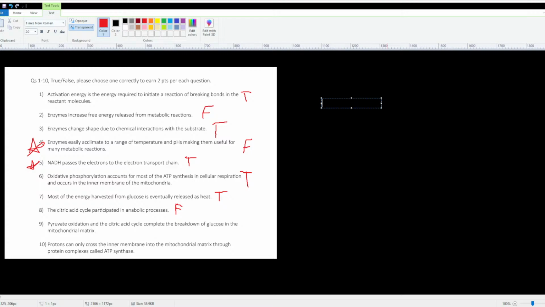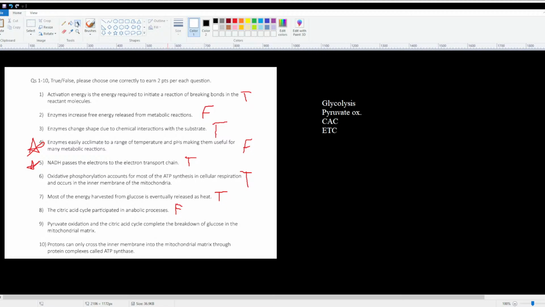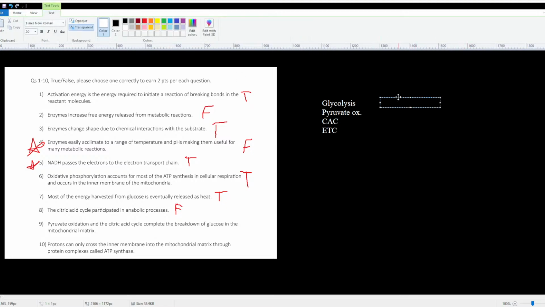So we have our 4 processes, right? We have glycolysis, pyruvate oxidation, the citric acid cycle, and then the ETC. So where do these occur? Glycolysis occurs in the cytosol. Pyruvate oxidation occurs in the mitochondrial matrix.